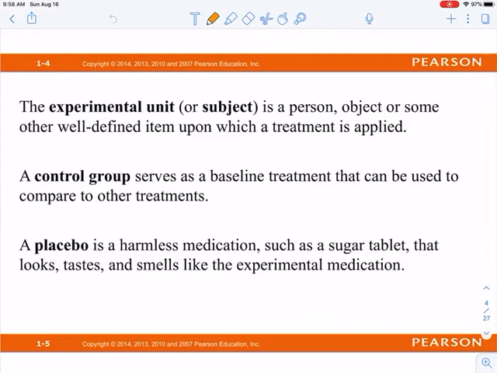A control group serves as a baseline that can be used to compare to other treatments. And a placebo is a harmless medication, such as a sugar tablet, that looks, tastes, and smells just like the experimental medication.